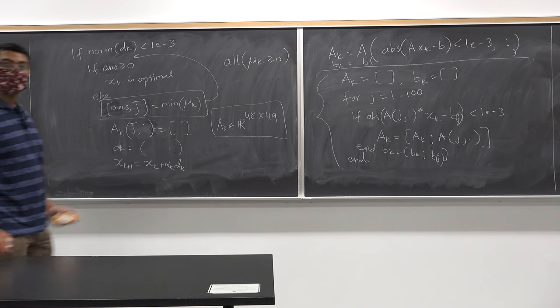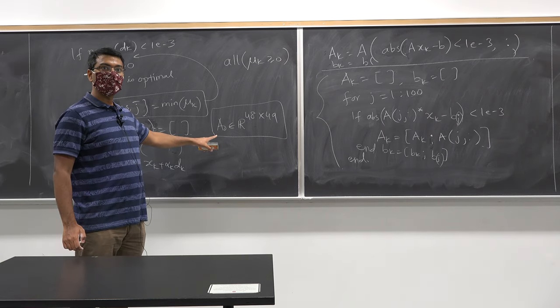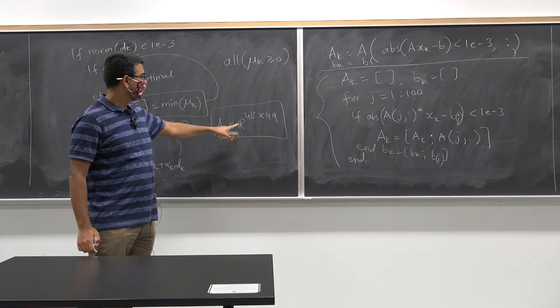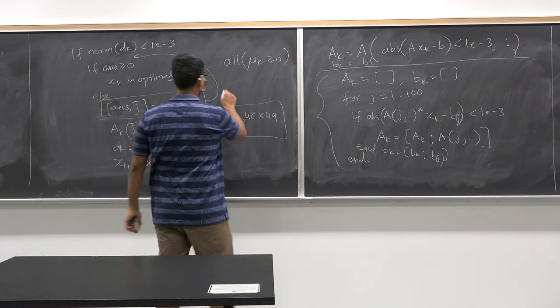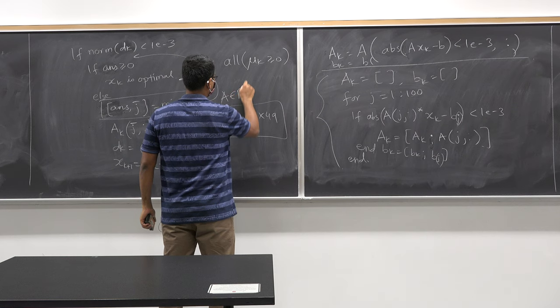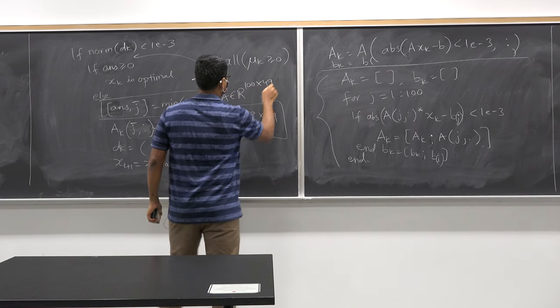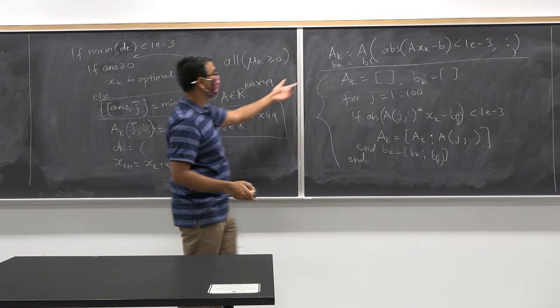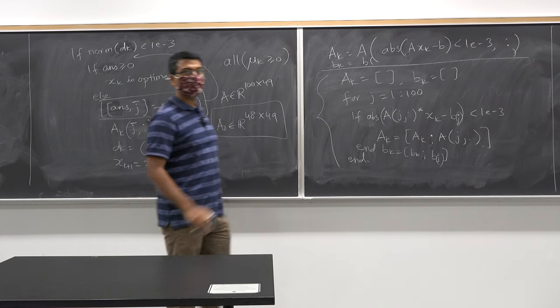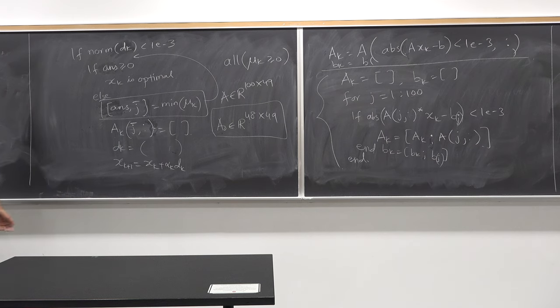Excuse me? Yes? Why would it go down from 49? Aren't there 100, not 49? So A is 100 cross 49. Yeah. And this is A0. So at X0, what are the set of active constraints using this expression? Okay, so it gets rid of 52. Right. Okay. Right.